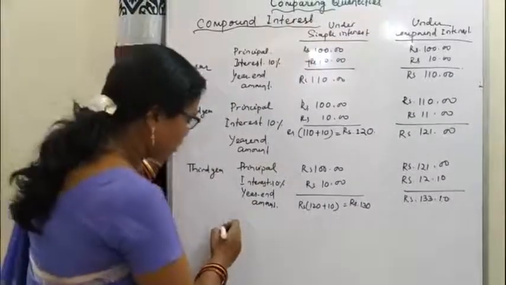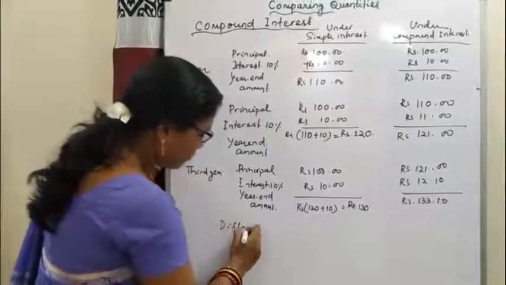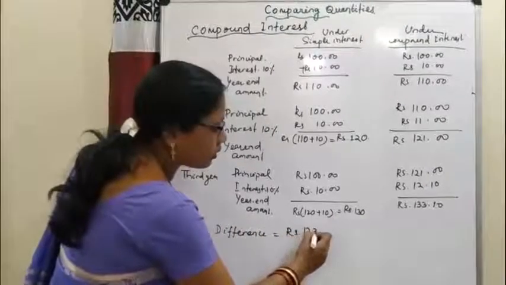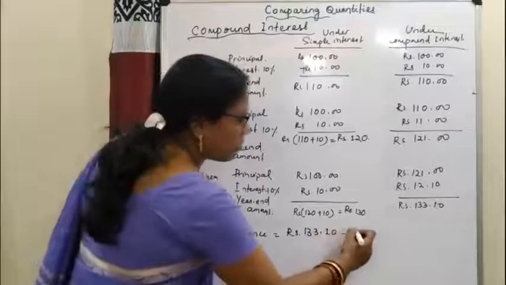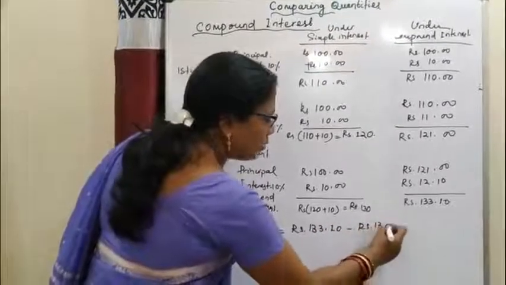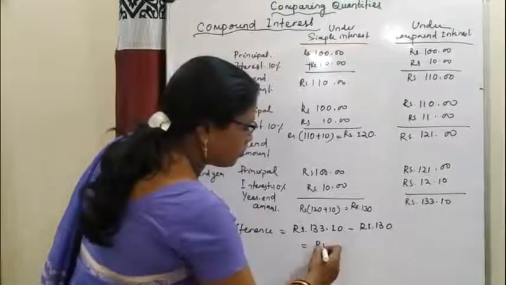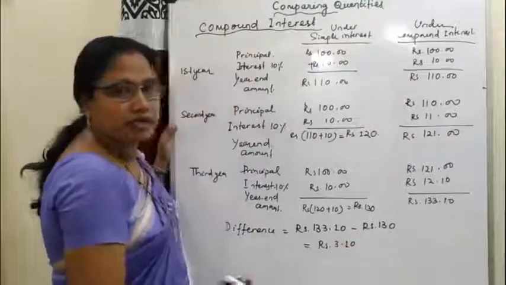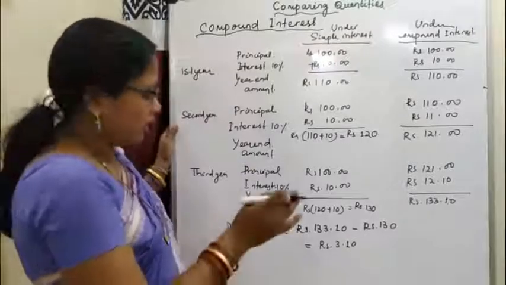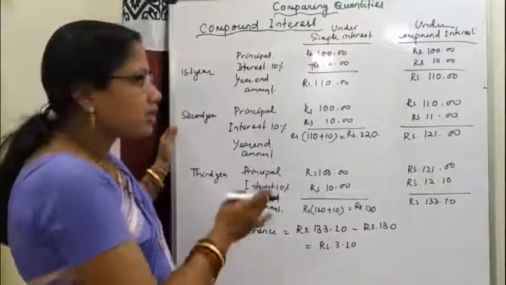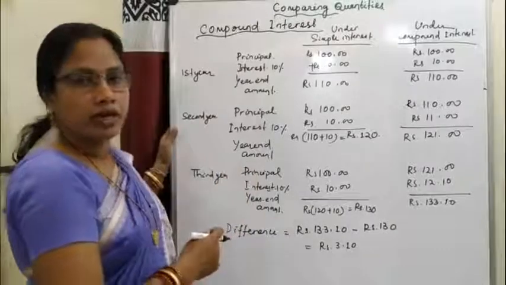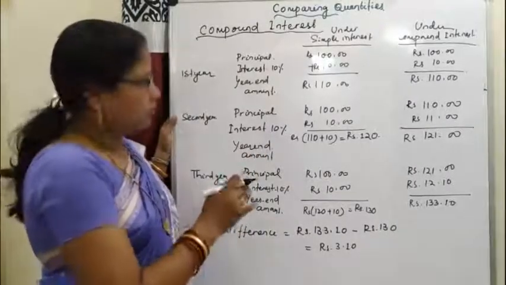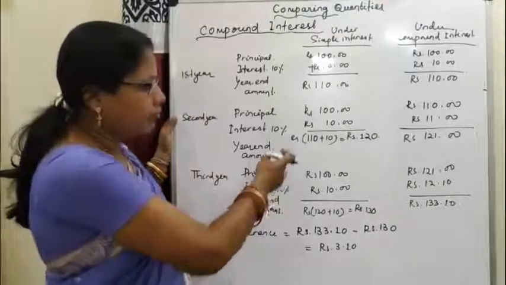So here the difference is rupees 133.10 minus rupees 130. So this is equal to rupees 3.10. So this is the difference between compound interest and simple interest calculated on rupees 100 at the rate of 10% per annum and for 3 years.